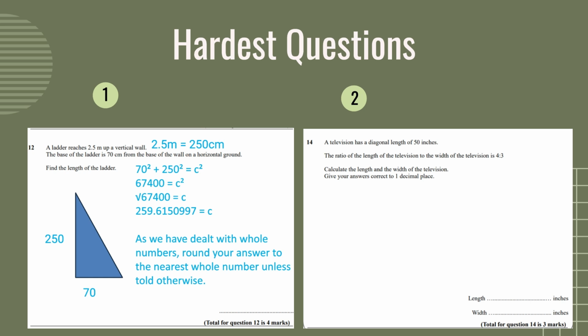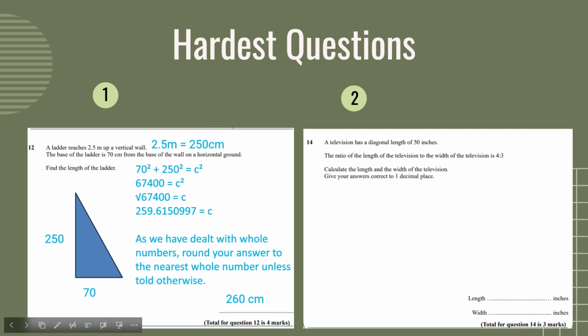67,400 equals C squared. So the root of 67,400 equals C, which then equals 259.6150997 equals C. As we've dealt with whole numbers, round your answer to the nearest whole number unless you're told otherwise. So we'd write our final answer of 260 centimeters. Make sure that you write centimeters for your length and also state that you've rounded in your answer.